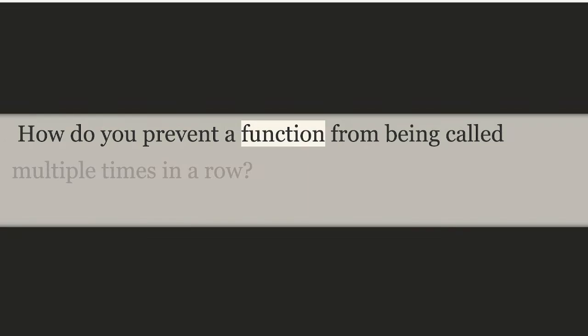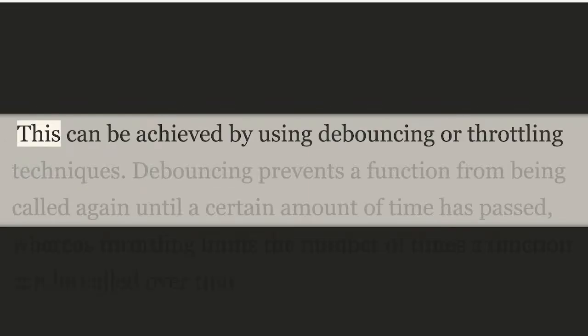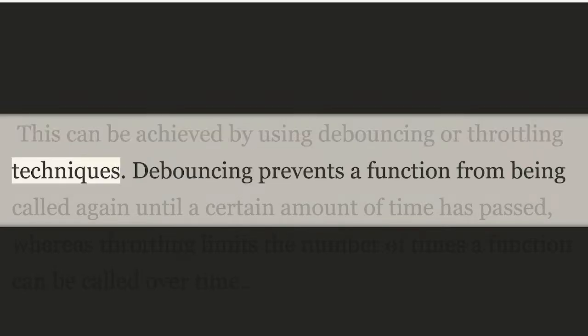How do you prevent a function from being called multiple times in a row? This can be achieved by using debouncing or throttling techniques. Debouncing prevents a function from being called again until a certain amount of time has passed, whereas throttling limits the number of times a function can be called over time.